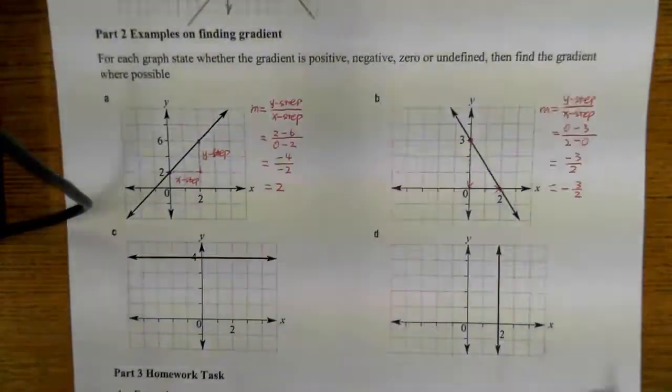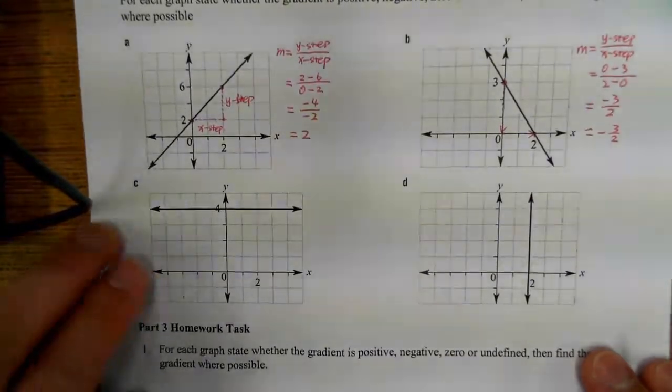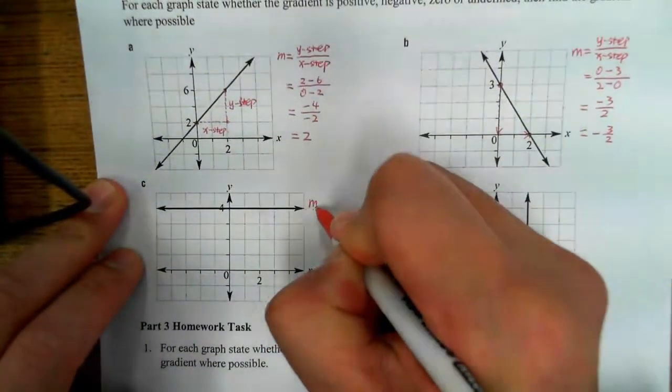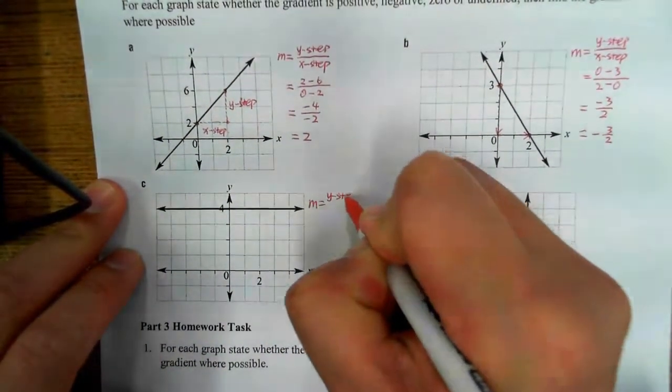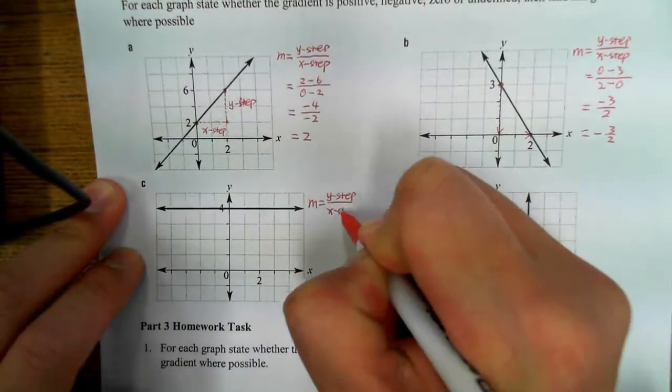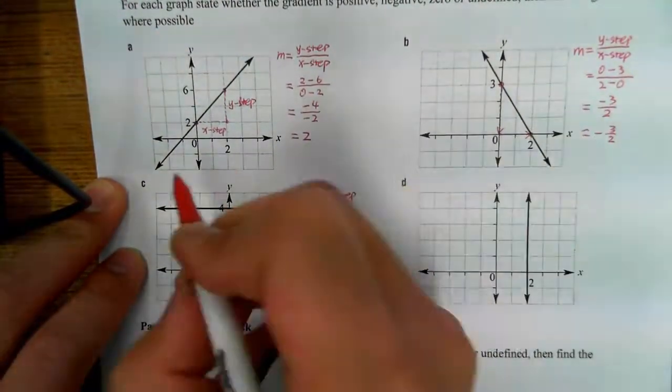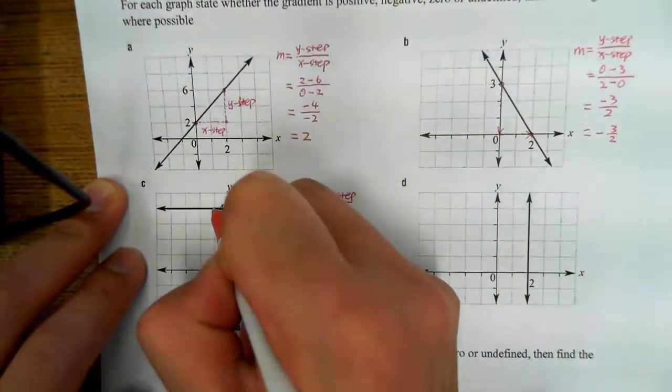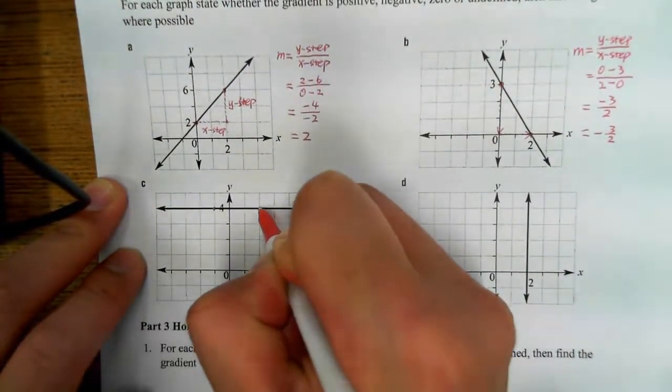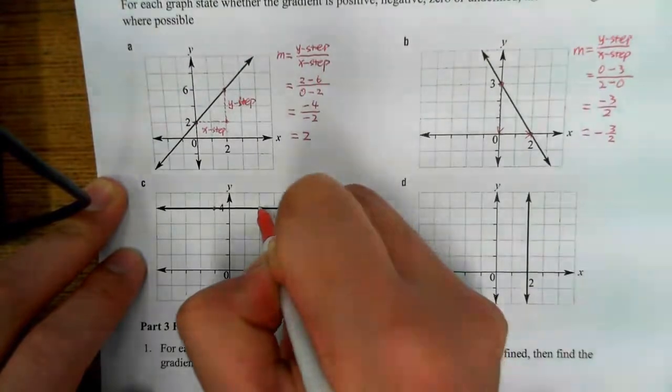Okay. Now let's have a look at question C. Question C, we still write m equals y step over x step. Now I choose 2 points. One point is here, another point is here. It doesn't matter as long as these 2 points are on the line.